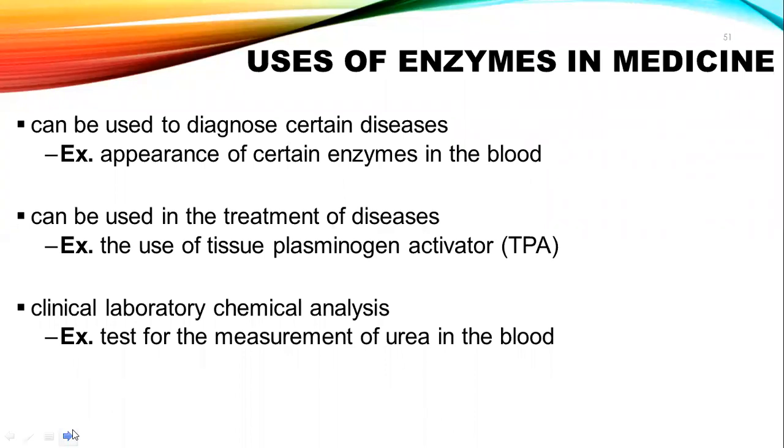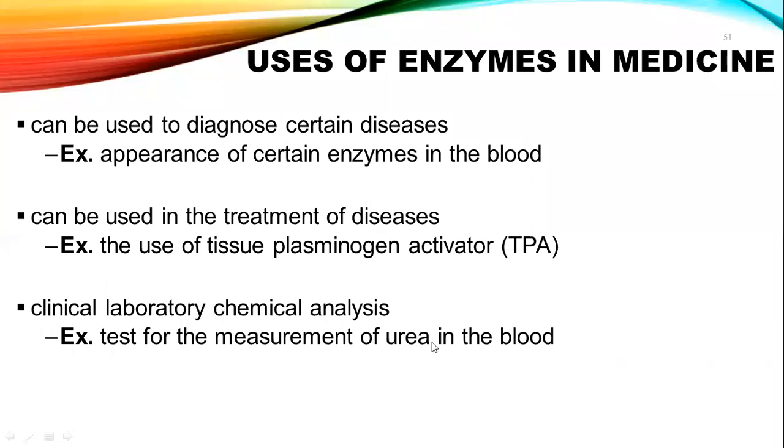And enzymes, since they catalyze reactions, can also be used to treat disease, for example, the use of tissue plasminogen activator. We also have clinical laboratory chemical analysis. It's the test used for the measurement of urea in blood. So instead of checking urea directly, we're looking at a certain enzyme in a laboratory analysis to check for the presence of urea.